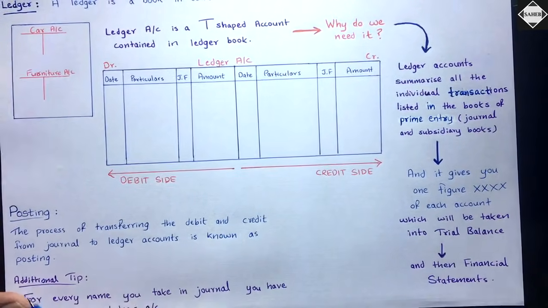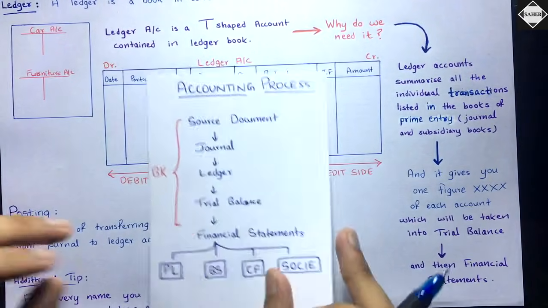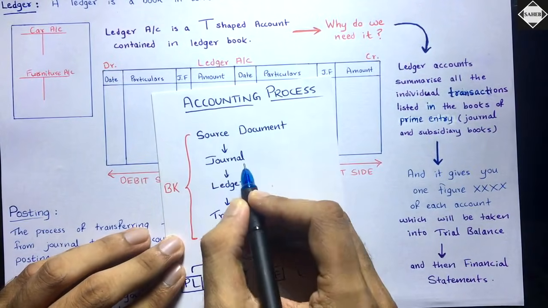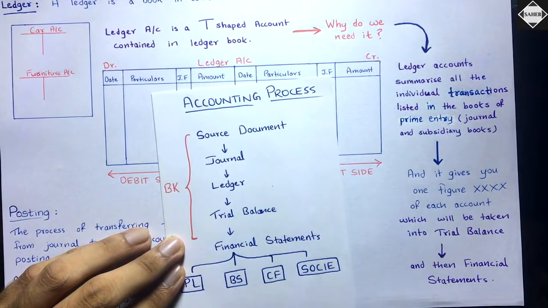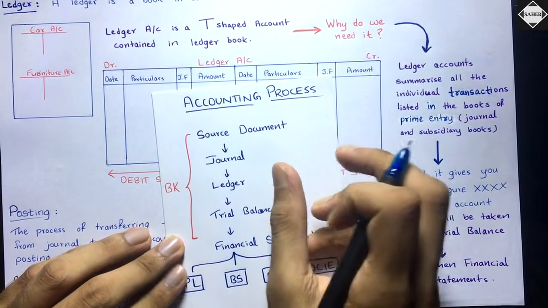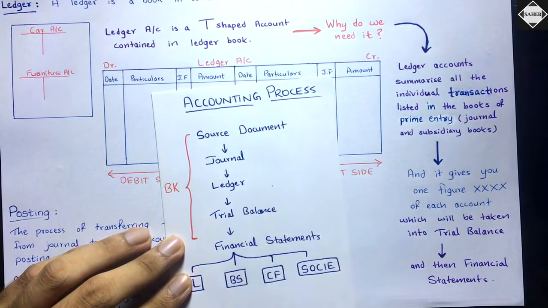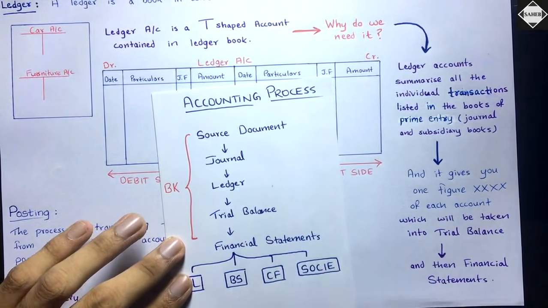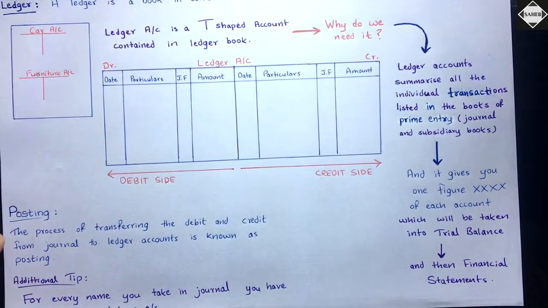When you record the entries in the journal, we call that passing of journal entries or recording of journal entries. The transactions are originally recorded in the journal and subsidiary books, but in the ledger it is called posting. The journal entries are posted into the ledger accounts. Is that okay? Fine. So that is what posting is.